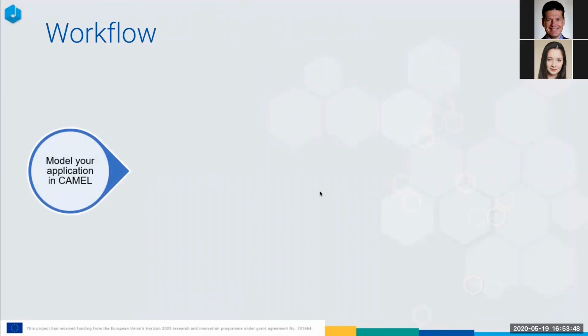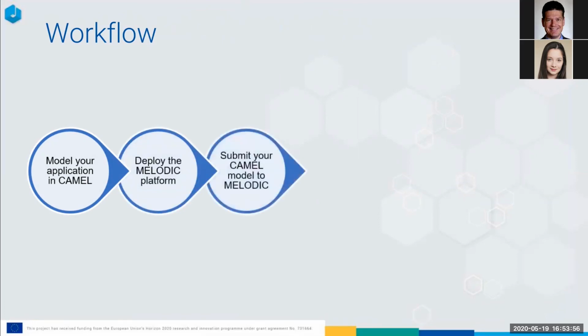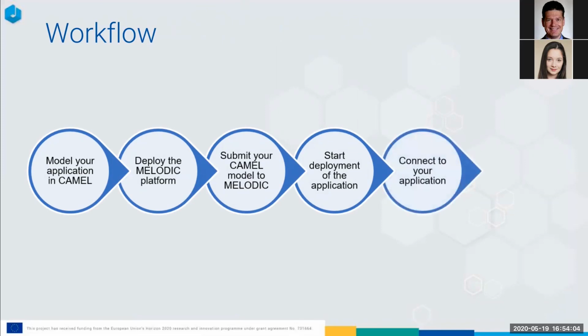The workflow with Melodic is very simple. You as a user need to model your application in CAMEL and deploy the Melodic platform. Then you just need to submit your CAMEL model to your Melodic instance, push the big green button to start the deployment of the application, and observe. Thanks to the Melodic UI, you will be able to see the reasoning process of Melodic, but you are not expected to do anything more. You can sit back, relax, and enjoy your application working.